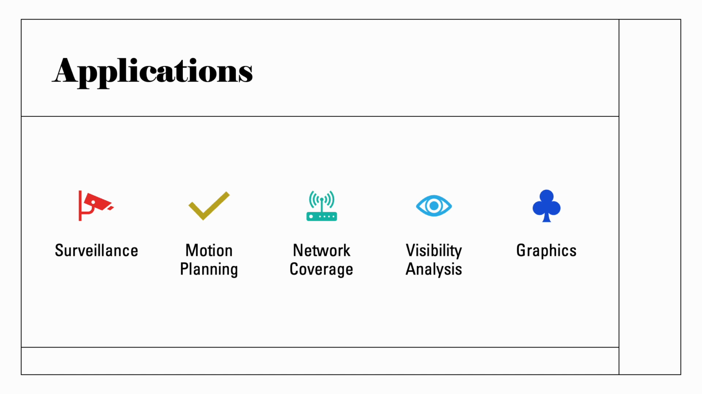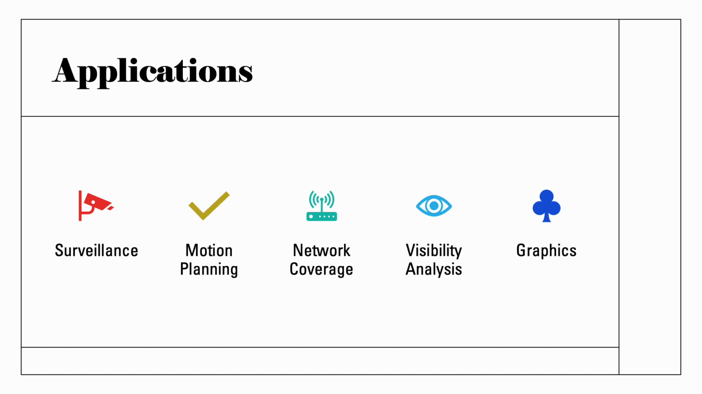We see that it can also be used for motion planning, where the art gallery problem is used to plan the motion of a robot in a cluttered environment. The robot can move from one point to another by using a set of guards as waypoints to ensure that it stays within view of at least one guard at all times.